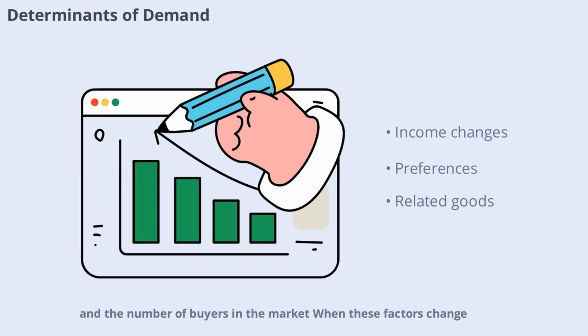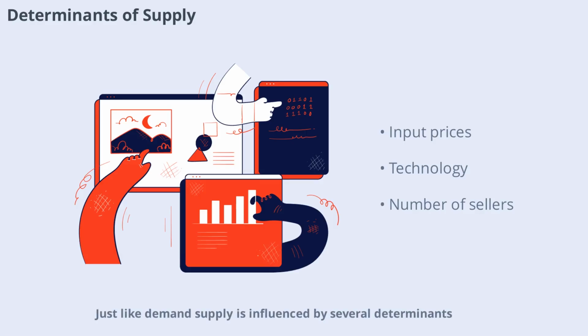When these factors change, the entire demand curve can shift to the right, an increase in demand, or to the left, a decrease in demand, even if the price remains the same. Just like demand, supply is influenced by several determinants. These include input prices, technology, expectations, the number of sellers, and government policies such as taxes or subsidies.